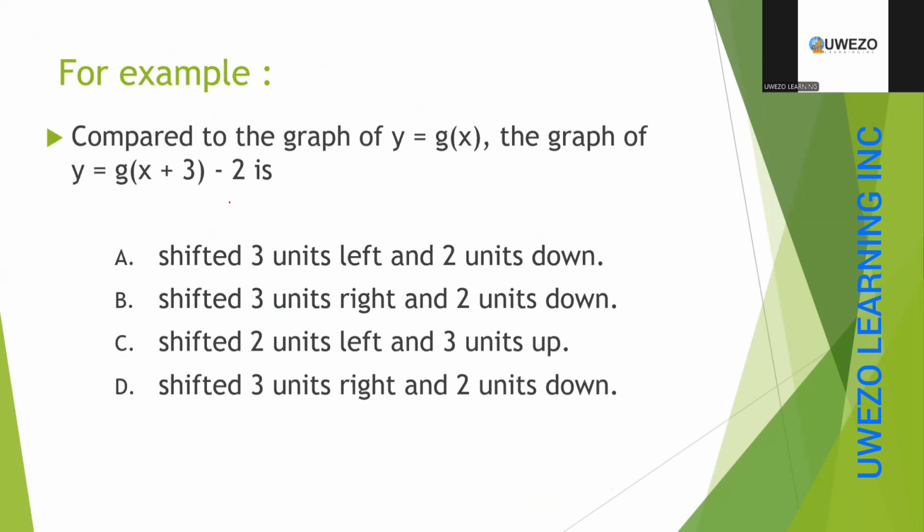For example, if there is a function g of x and we apply translations and the new function is g of x plus 3 minus 2, that means the graph goes down by 2 units. So you could eliminate option C. And then adding a positive constant 3 would actually shift the graph 3 units left. Hence, our answer is A.